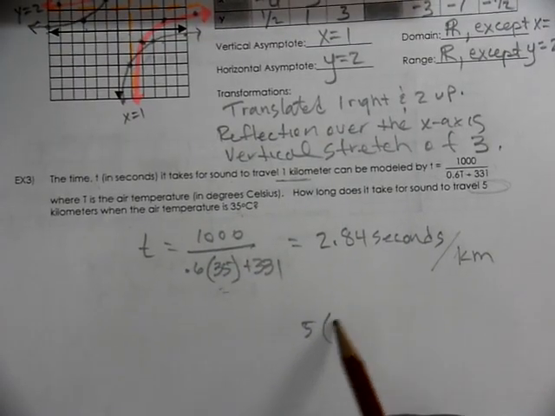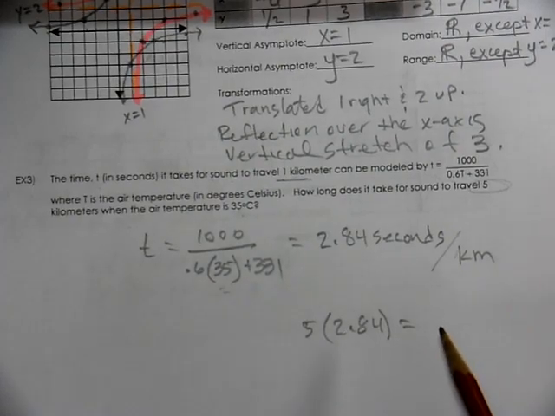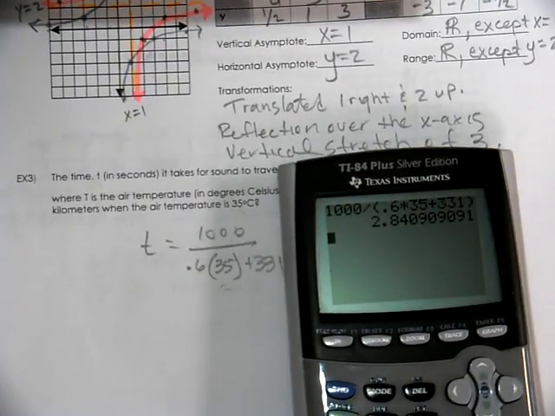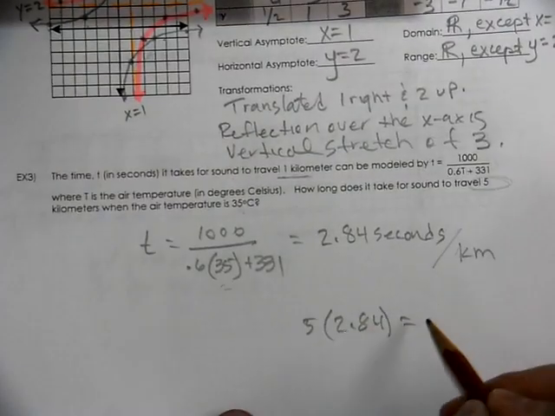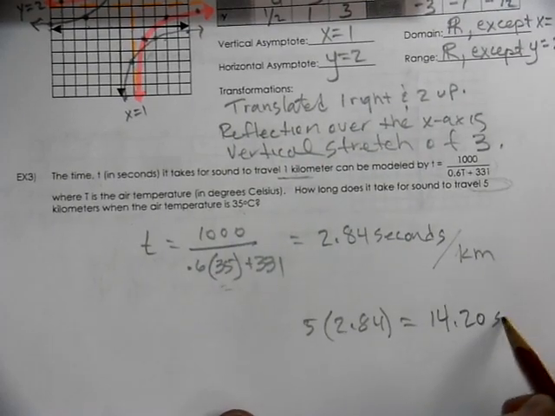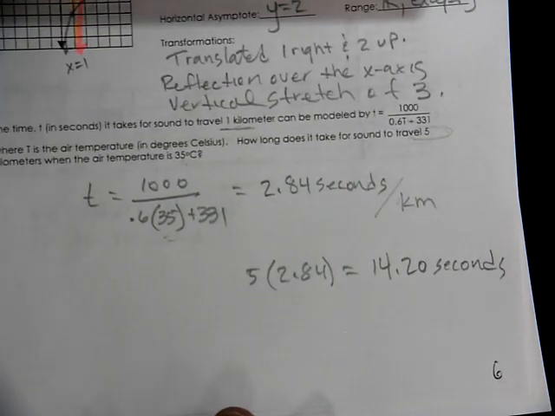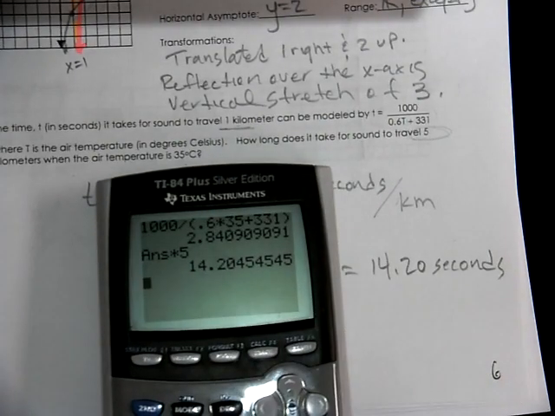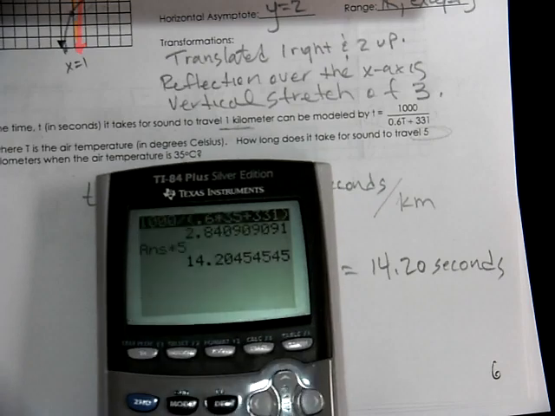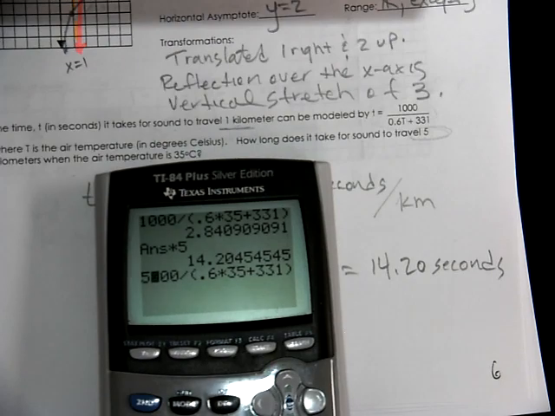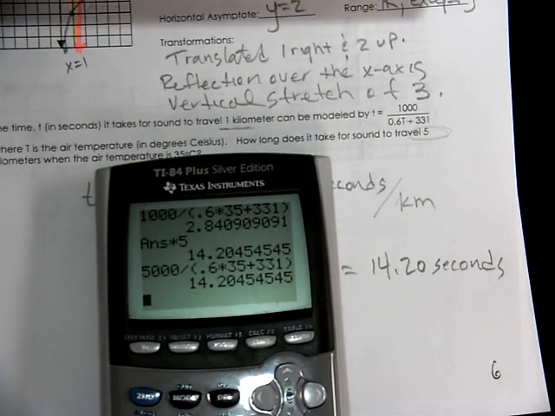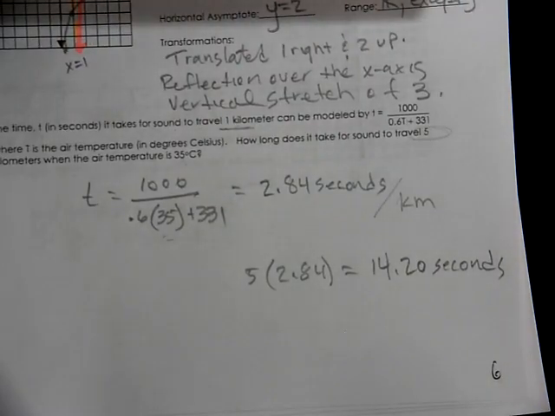So we're going to say 5 times 2.84. So we're going to take that answer and multiply it by 5, and we get 14.20 seconds. That's per 5 kilometers. Now, one way to have thought about that is to have come up here and multiplied our numerator by 5 right away. So it was 5,000, and we would have gotten that 14 right off the bat. Either way you think about it. But that's the math.